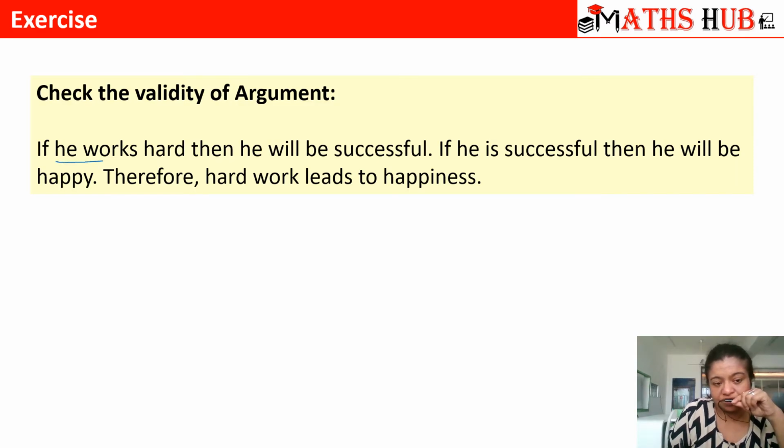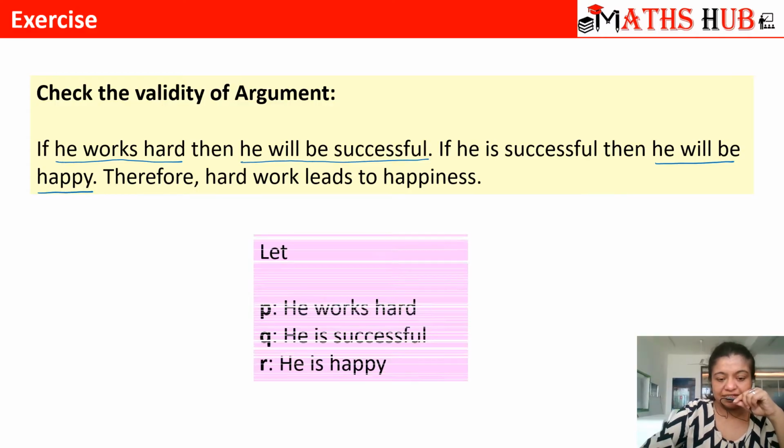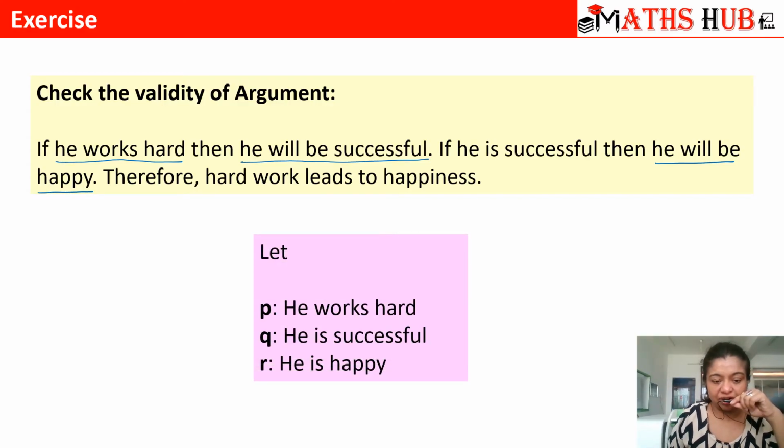So the first proposition is he works hard. The second proposition is he will be successful. And the third proposition that we are talking about is he will be happy, right? So when we convert this into a logical statement, we will first identify the propositional variables, that is P, he works hard, Q, he is successful, and R, he is happy.